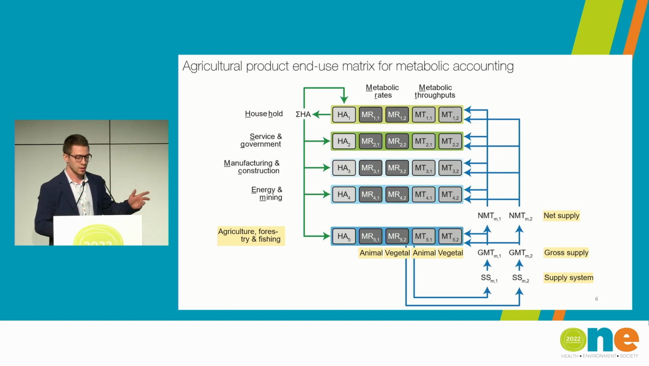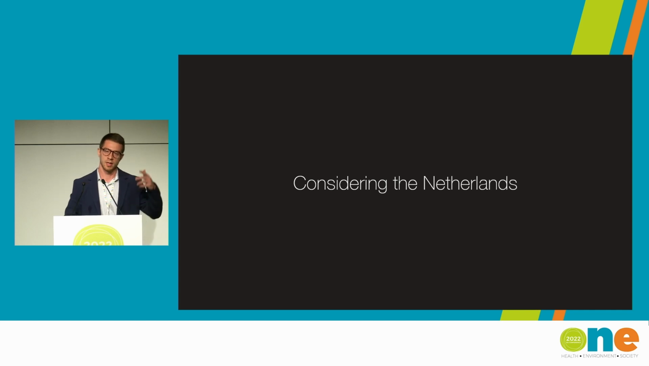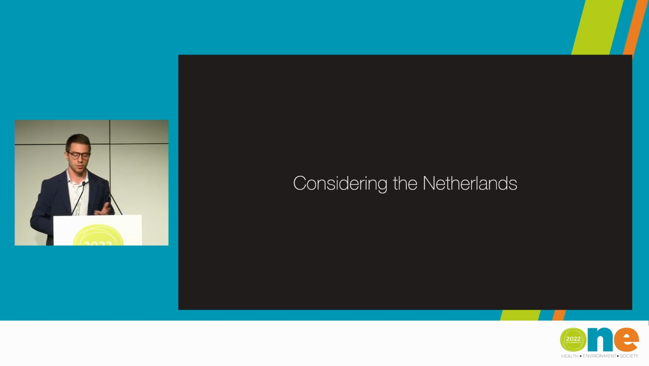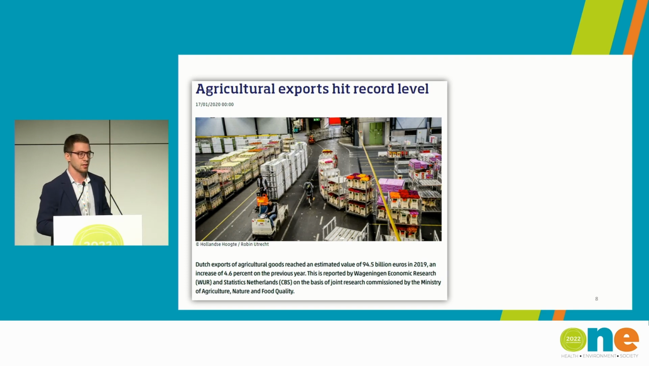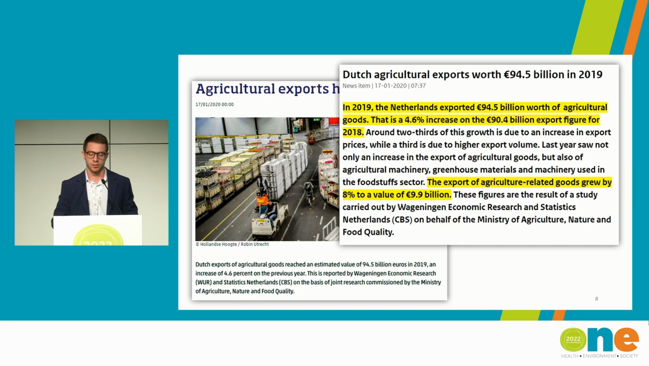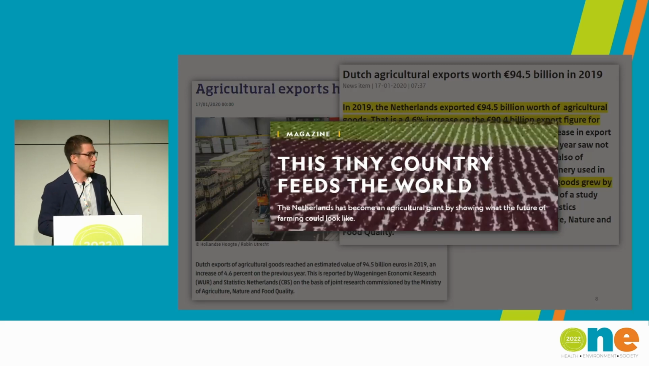So let me give you a concrete example, a little bit less abstract. Let's take a case study considering agriculture, the food system of the Netherlands. I think many of you, if not most of you, have seen headlines in mainstream news sources. Agriculture exports hit record level. Dutch exports almost 100 billion in 2019. Or this one, which I really love, this tiny country feeds the world, an agricultural giant with an organization of the agriculture sector worthy of reproduction.